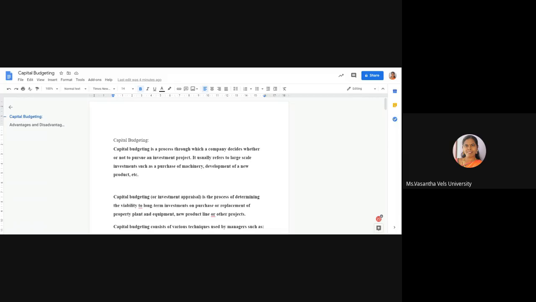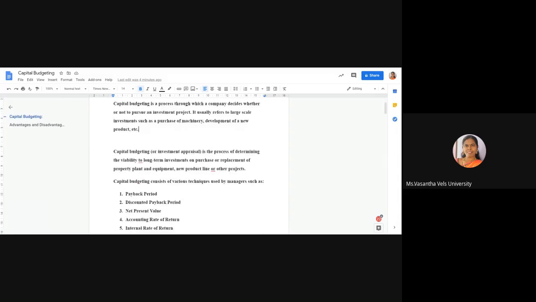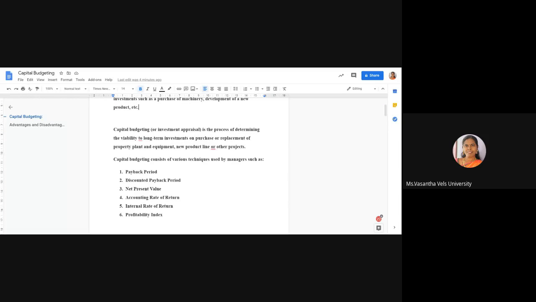In order to evaluate the investment proposal, there are different techniques available. We'll see one by one. One, that is a traditional method, payback period method. Then another one is average rate of return. But the discounted cash flow technique, under discounted cash flow technique, we have different methods. So what are the methods here? Net present value method, internal rate of return method, then profitability index method. So these are the capital budgeting techniques available.